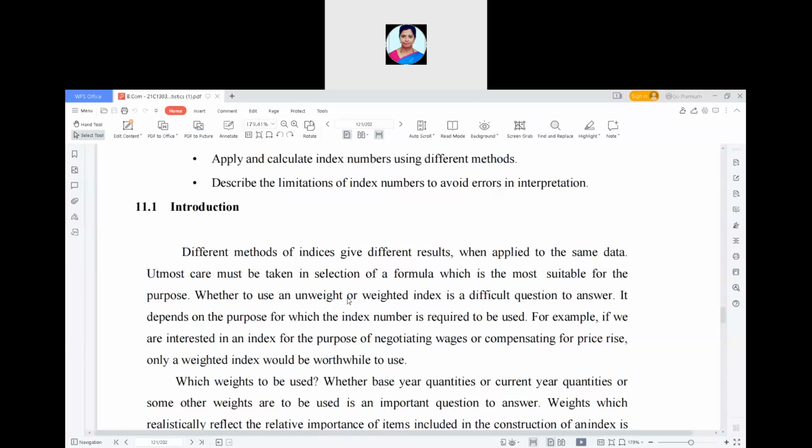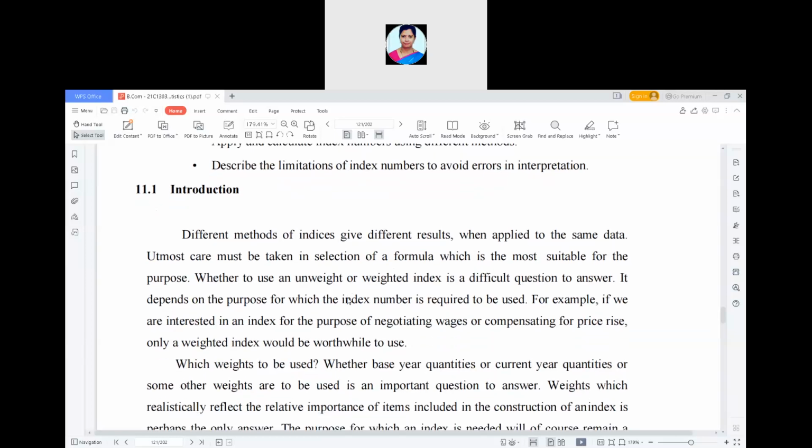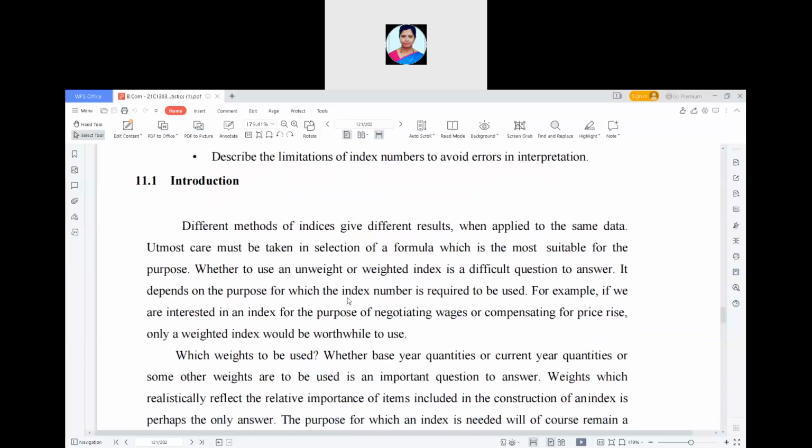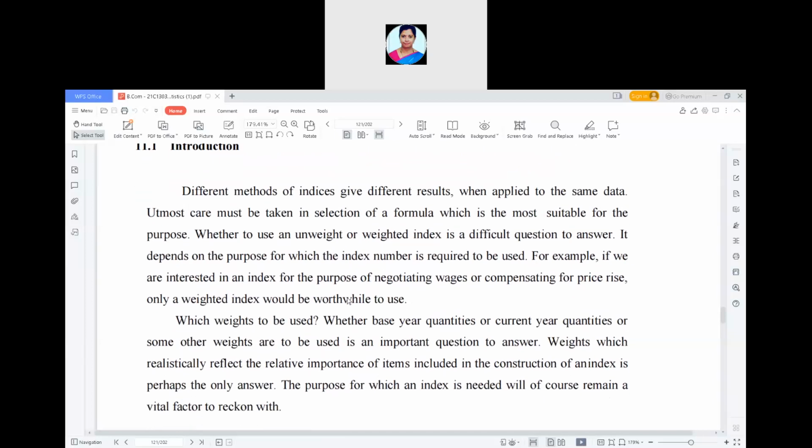So how are we going to identify that this is a weighted index and how are we going to use it? Which weights are to be used? Based on that, whether base year quantities or current year quantities. We are very familiar with the base year quantity, and what about the current year? The base year is used when two years are compared. Suppose you are considering 2004 and 2000: 2004 we can consider as the current year and 2000 we can consider as the base year. So we are already aware of that.